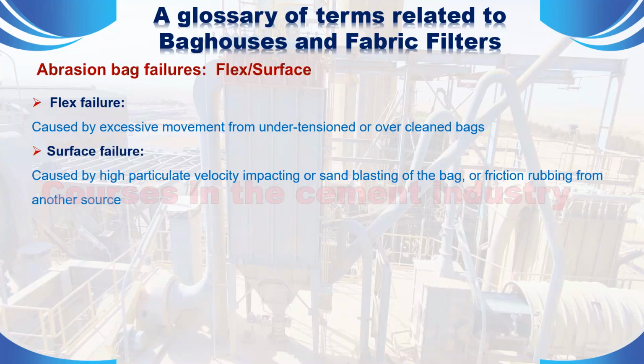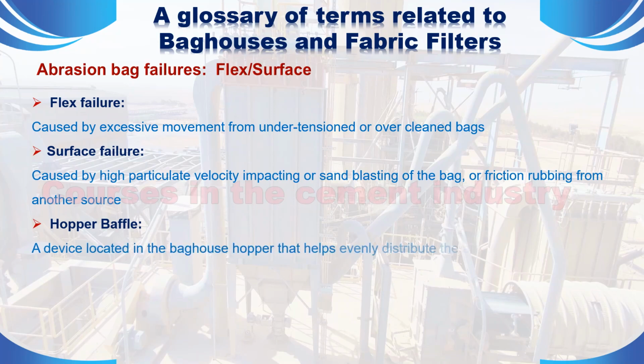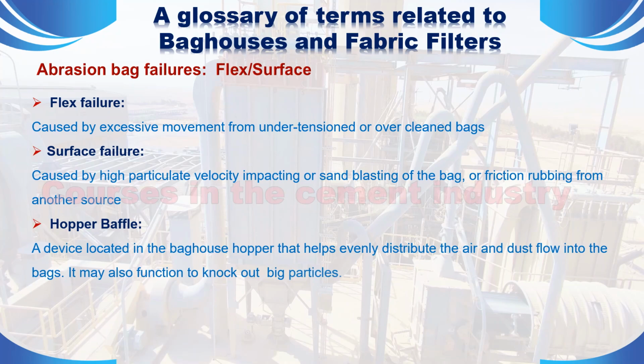3. Hopper baffle. A device located in the baghouse hopper, that helps evenly distribute the air and dust flow into the bags. It may also function to knock out big particles. 4. Bleed through. Dust penetration through fabric filter bags.